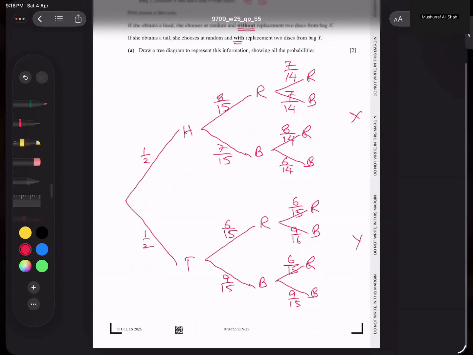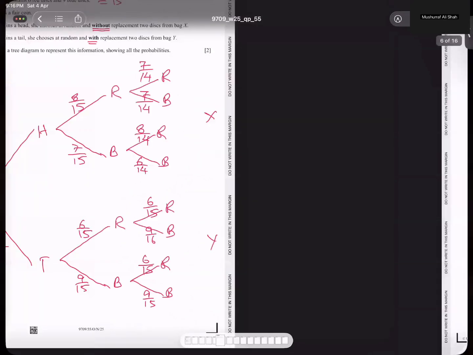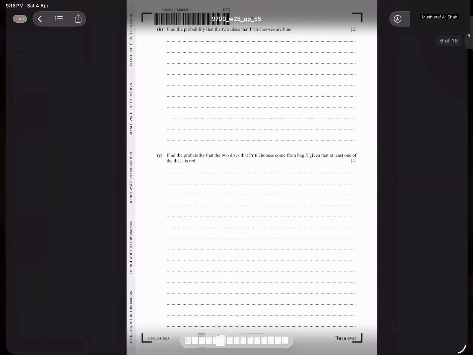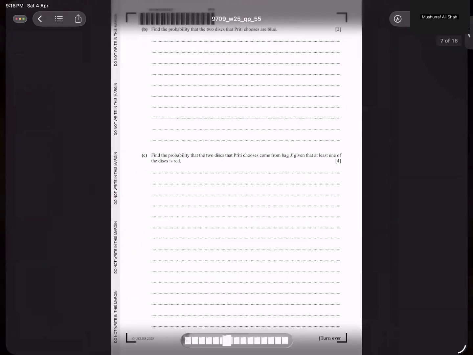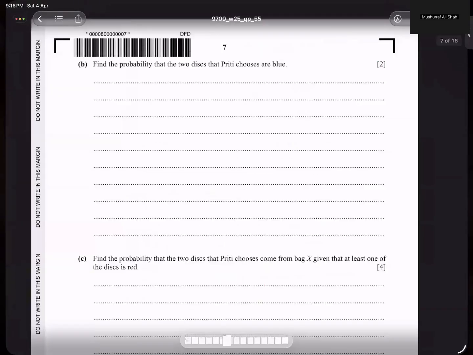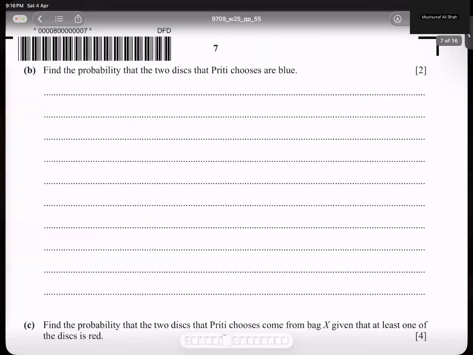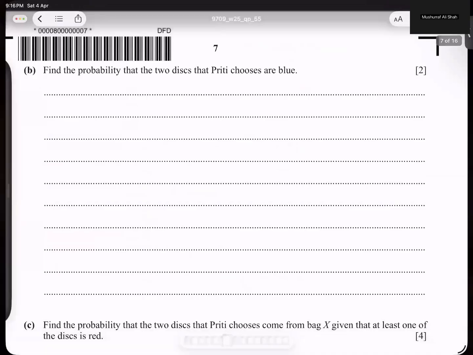Let's discuss the point, what he's asking, part I, part B. He's asking to find the probability two discs are blue. So it means two discs are blue. So we talk about basically both discs are blue. Okay. So both discs are blue means this branch we talk about and this branch we talk about. Okay, I'm writing now here without any hesitation, half into 7 over 15, 6 over 14.